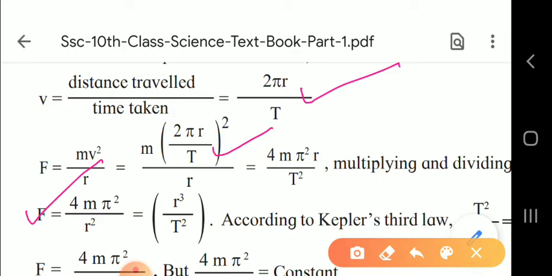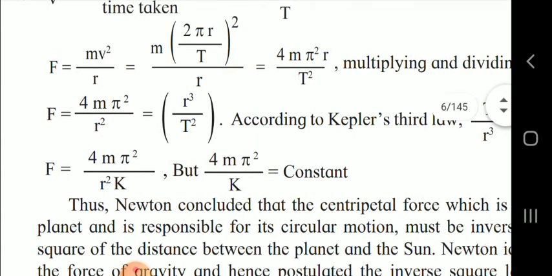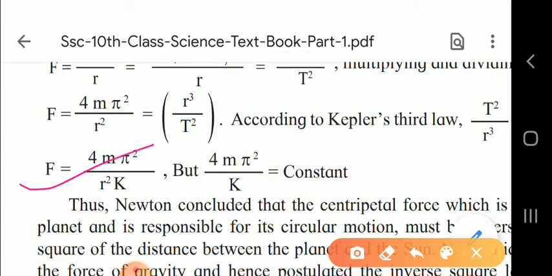So F will be equal to 4m pi square upon r square k, but 4m pi square upon k is a constant. So we can see, children, that Newton concluded that the centripetal force, which is the force acting on the planet and responsible for the circular motion, must be inversely proportional to the square of the distance between the planet and the sun. As well, Newton also identified this force with the force of gravity, and he postulated the inverse square law of gravitation.